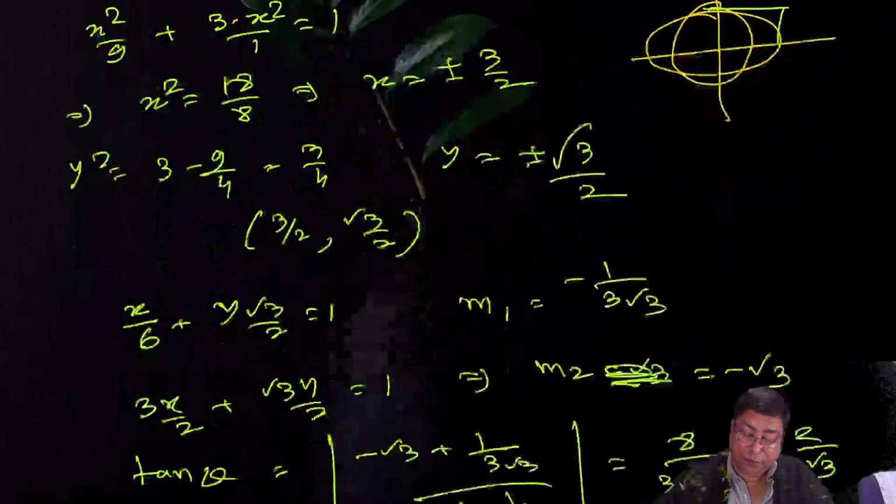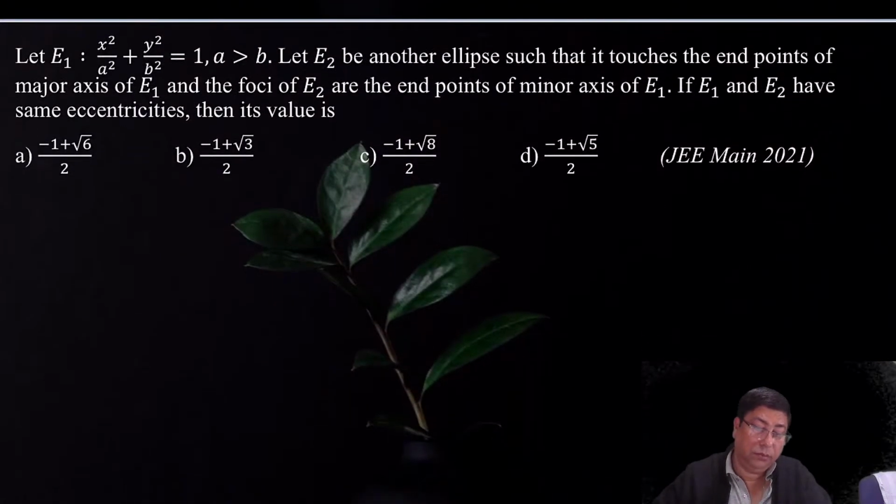Let's go to the next one. Let E1: x²/a² + y²/b² = 1 and E2 be another ellipse such that it touches the end points of the major axis of E1, and the foci of E2 are at the end points of the minor axis of E1. If E1 and E2 have the same eccentricity, find the value of it. You have to find the eccentricity value.